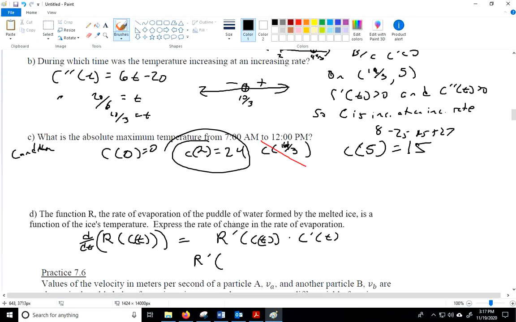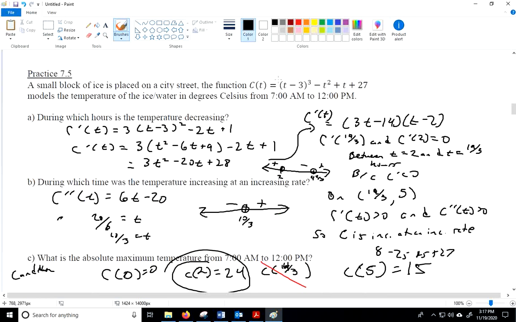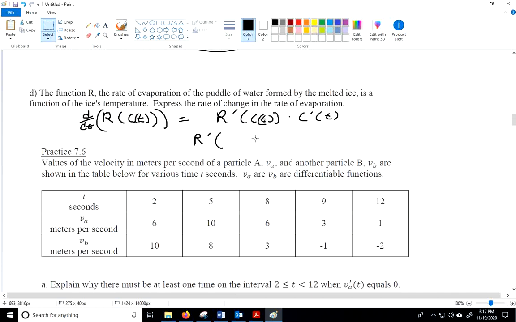say R prime of, and then we can replace it with this function, which I'm going to just cheat here. Put it there. And then I will finish that off. So it's R prime of that times 3t minus 3 squared times the derivative of the inside, which is just 1, minus 2t plus 1. And that's it.